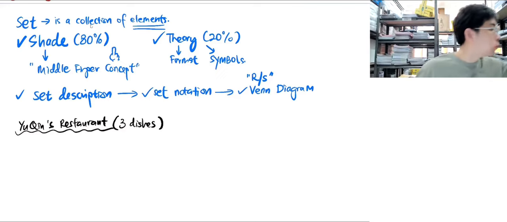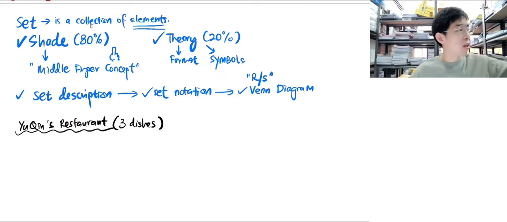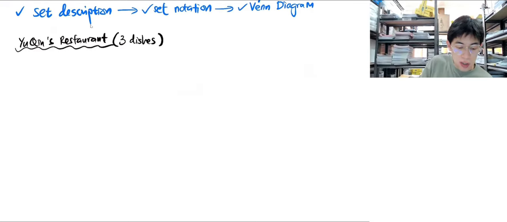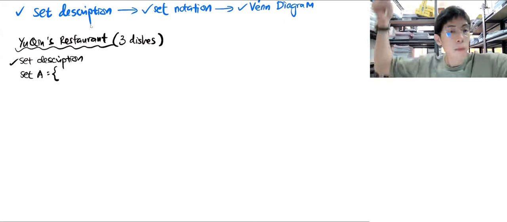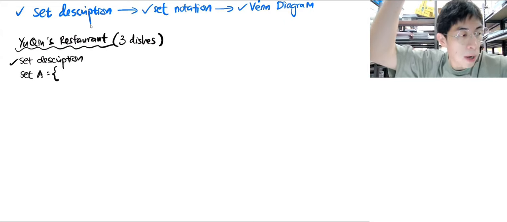Okay, now the next thing comes in. The next thing will be, what are the three dishes? We will start off with this thing called set description. We will describe what are the three dishes that Yuqin restaurant offers. So set A, kawan-kawan. Set A. You see how I present. I already said format and symbol is super important. So we will start off with a curve like this. It's basically a bracket that belongs to sets. So you know how to draw that bracket there.